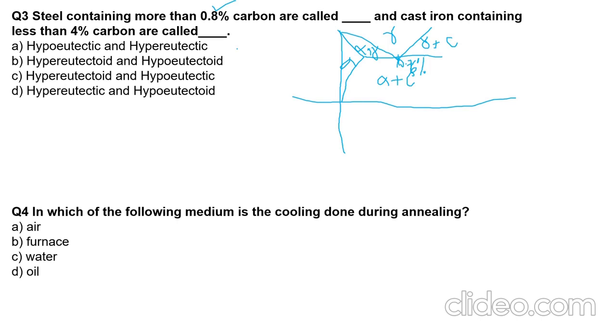0.76% carbon is the eutectoid point, right? Not eutectic. It is the eutectoid point. So I'm asking, what is the right answer?